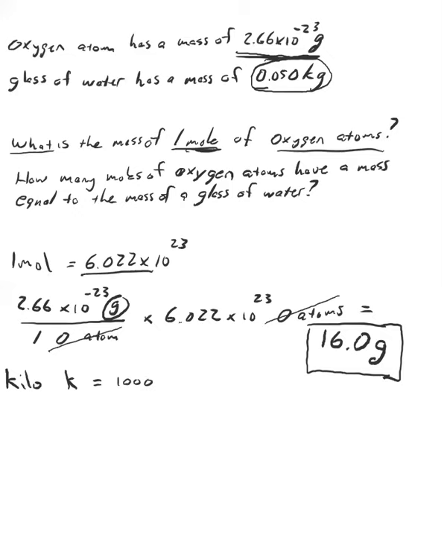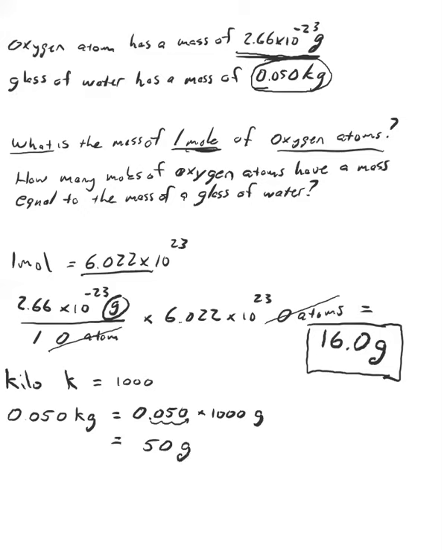So when we say 0.050 kilograms, okay, that's really 0.050 kilos times 1,000 grams. So what happens when you multiply 0.050 by 1,000? Well, you move it over 3 places. So it becomes 50. So this is now 50 grams.